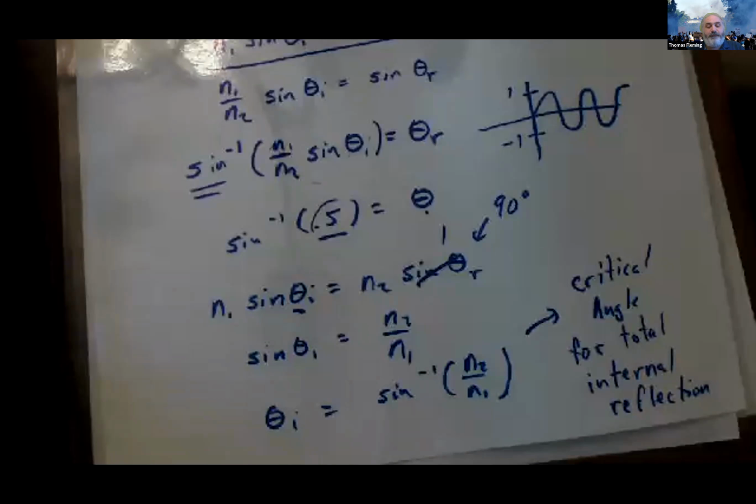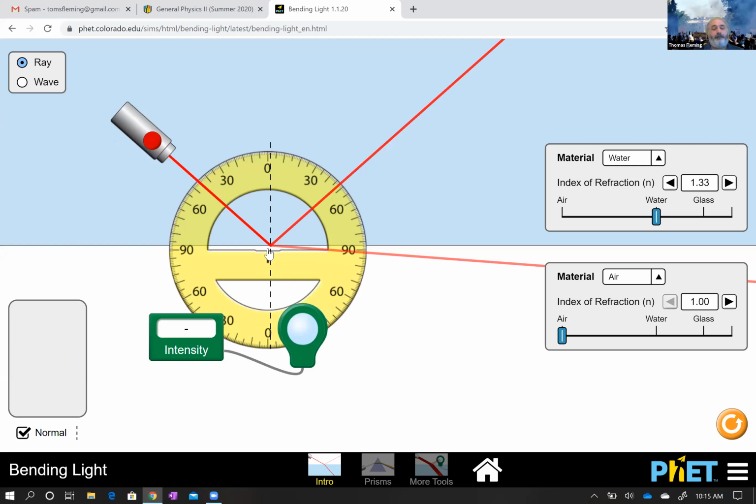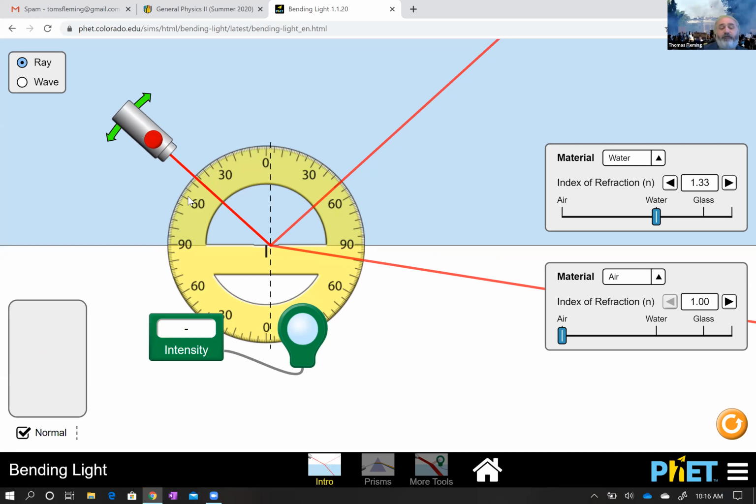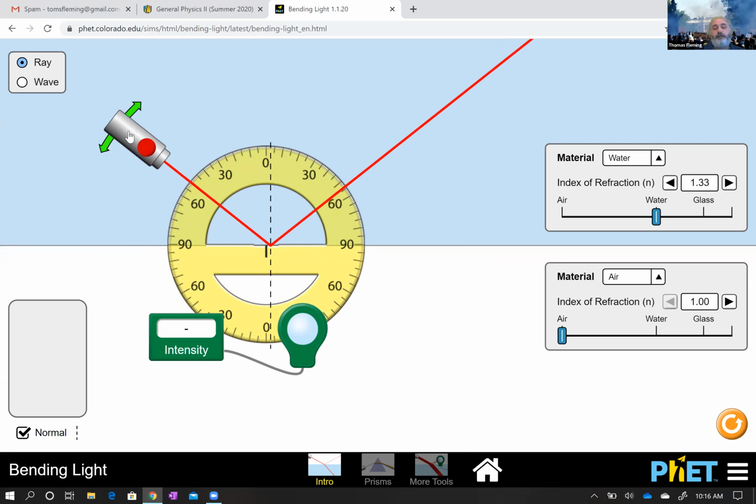So going back to my simulation, having done the math, what this suggests here, here's 30, here's 40, here's 50, so we're approaching 50, and lo and behold, at about 47 degrees, anything beyond that, and none of the light escapes. I get no refraction, and I only get reflection. So that's pretty neat. Now, why do we care?